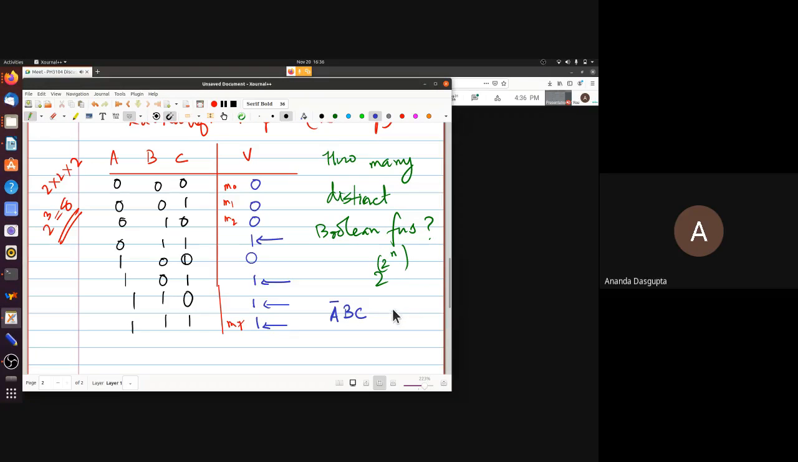This one, of course, will give you a 1 only if A is high, B is low, C is high. That's A, B bar, C. This one, A, B, C bar, and the final one, A, B, C. Now, each of these essentially gives you a result which is 1 only for one of these rows, 0 for all else. But what you want is an output which is 1 either when this combination occurs, or when this occurs, or when this occurs, or when this occurs.